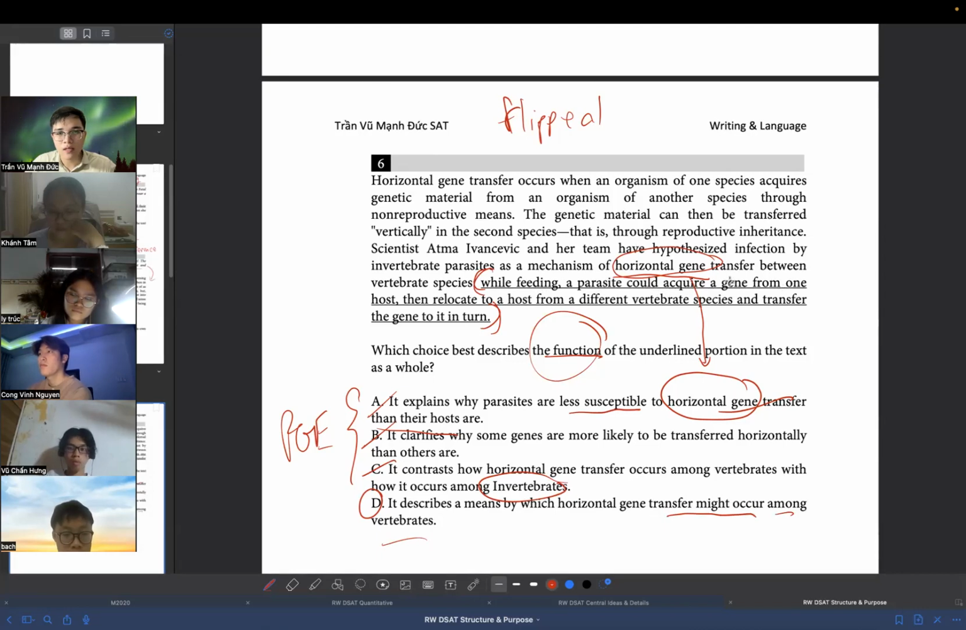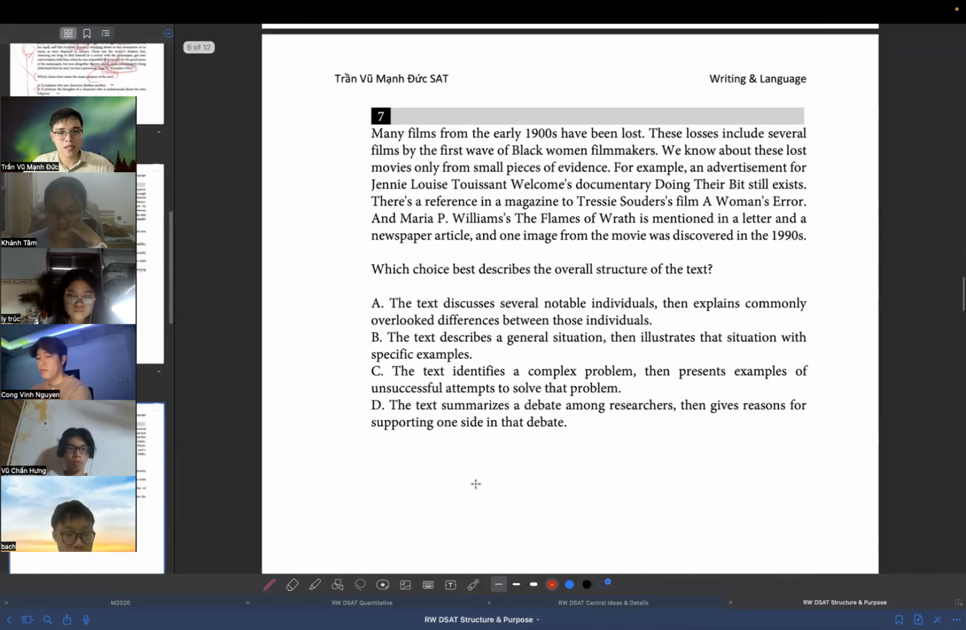Feeding. Yes, this is talking about how. A means by which is basically how. This one is talking about why. These two are why, so this is wrong. And this contrast, also wrong. This is talking about the way it transfers, how this gene transfers. All right, very good. Next one, 7.